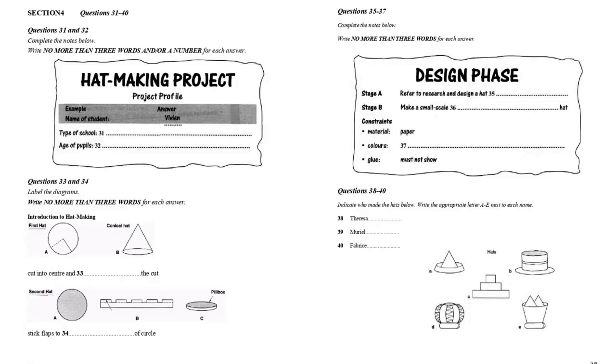For example, they had to use paper, not card. Paper is more pliable and easier to handle. They also had to limit their colours to white, grey or brown shades of paper, which reflected the colours of the buildings they were using as a model for their hats. And they had to make sure their glue didn't show. Well, it was very enjoyable.